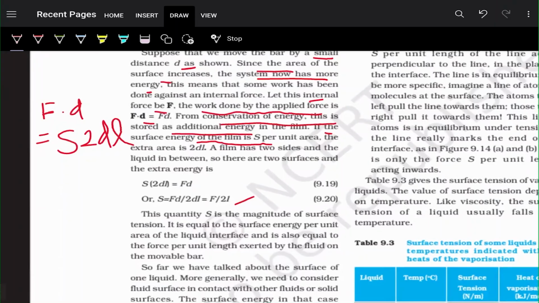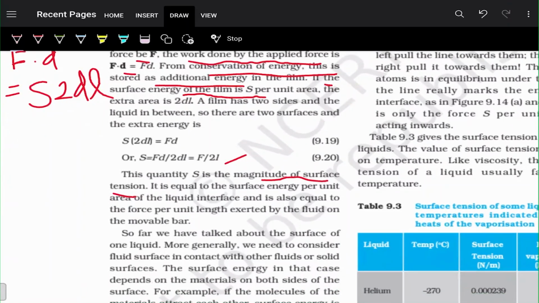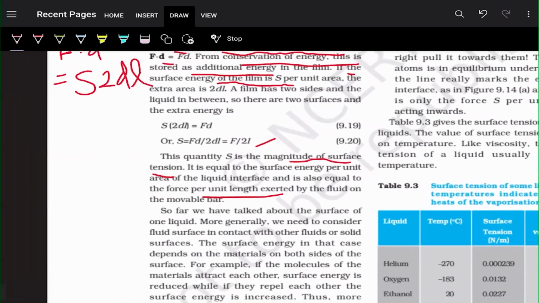This quantity S is the magnitude of surface tension. It is equal to the surface energy per unit area of the liquid interface and is also equal to the force per unit length exerted by the fluid on the movable bar. Simple. So what is surface tension? It is equal to surface energy per unit area, and also equal to force per unit length. Correct. Okay.